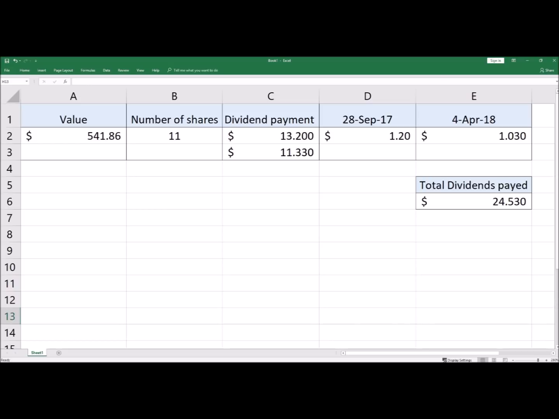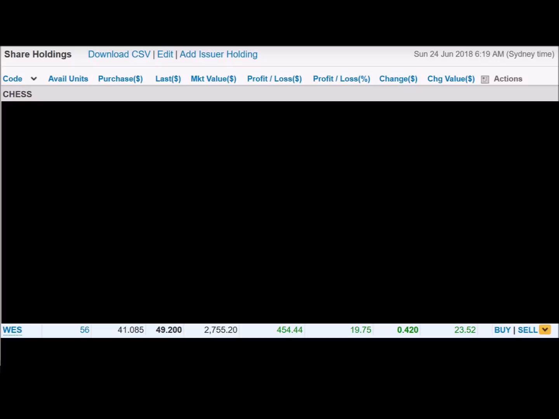As you can see, I currently own 56 shares of Wesfarmers, which I bought at $41.08. Current price is $49.02. So if I was to sell all of my Wesfarmers shares, I would make a profit of just on value of $454.44. This does not include any dividends I've earned in that time that I've owned these shares.